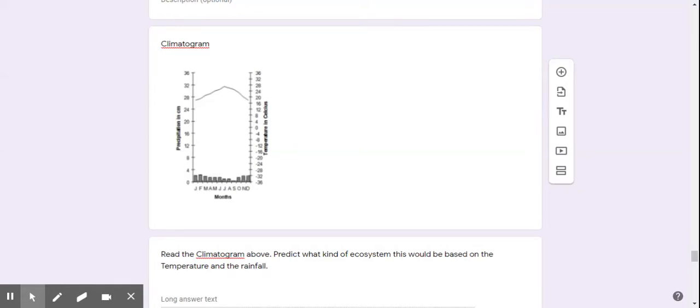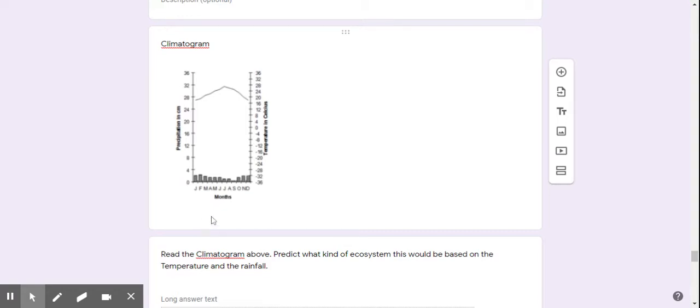Hey guys, so this section is going to be talking about climatograms. It's not going to be too long of a section, but it is important that we get the main idea of what we're trying to get here. So with this climatogram, the first question is: read the climatogram above. Predict what kind of ecosystem it would be based on the temperature and the rainfall.